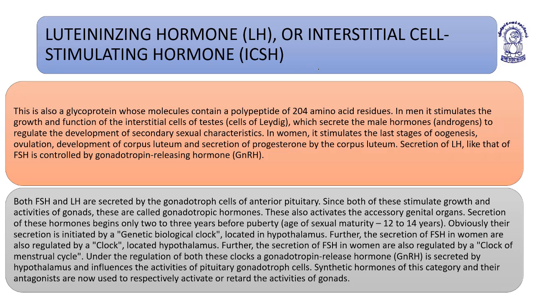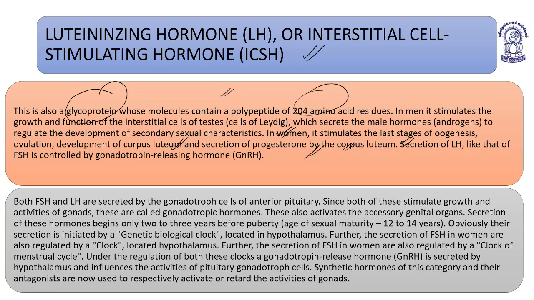Luteinizing hormone, or interstitial cells stimulating hormone. This is also a glycoprotein whose molecules contain a polypeptide of 204 amino acid residues. In men, it stimulates the growth and function of interstitial cells of testis, cells of Leydig, which secrete male hormones, androgens, to regulate the development of secondary sexual characters. Testosterone is one of the most important androgens. In women, it stimulates the last stages of oogenesis, ovulation, development of corpus luteum, and secretion of progesterone by corpus luteum.